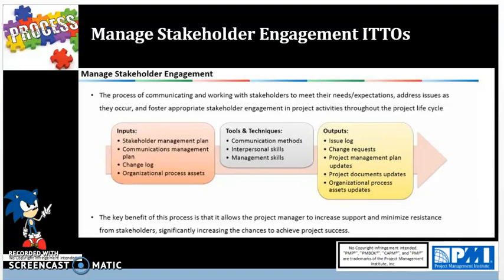Next outputs are going to be the project management plan updates and project document updates, along with organizational process asset updates, specifically to stakeholder notifications, project reports, project presentations, project records, feedback from stakeholders, and lessons learned documentation. So the output here of the issue log will now feed as an input to the last process of Monitor Stakeholder Engagement, and we'll talk about that in the next process.